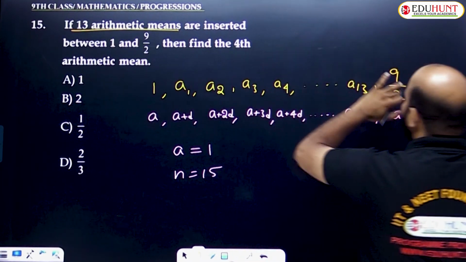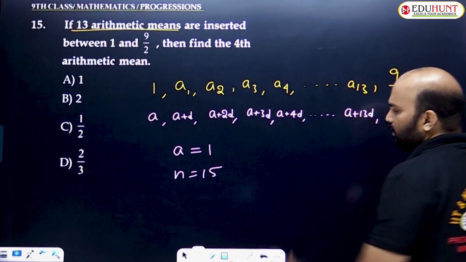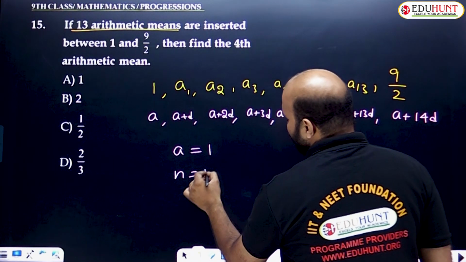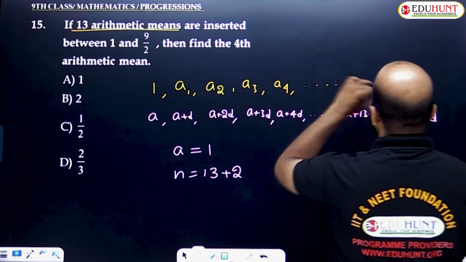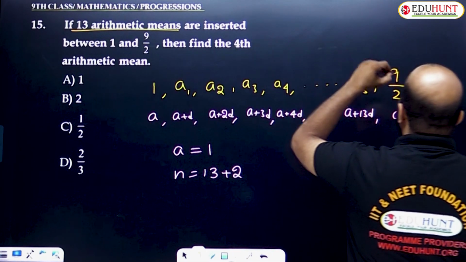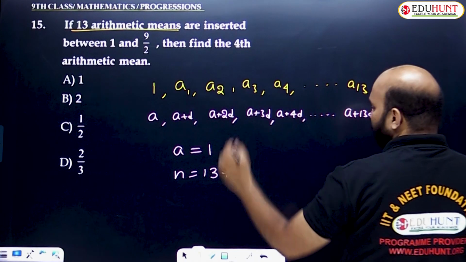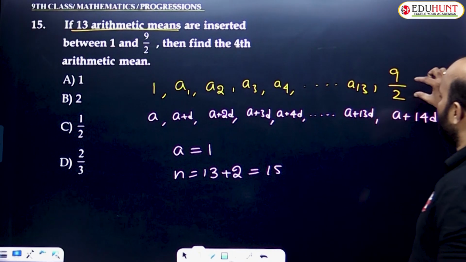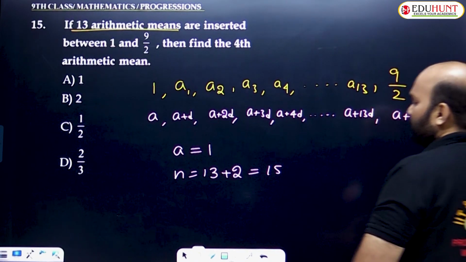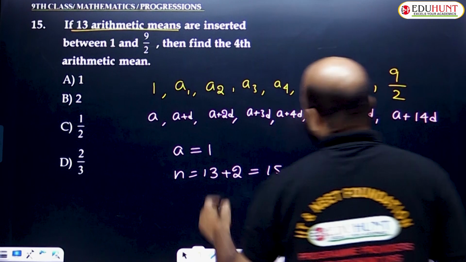Including the first and last, between 13, the total will become 13 plus 2, directly 15. So the first term and last term are given as 1 and 9 by 2, with 13 between them, total 15 terms. So the last term, here 9 by 2, is nothing but the nth term. It can be written as L or AN.